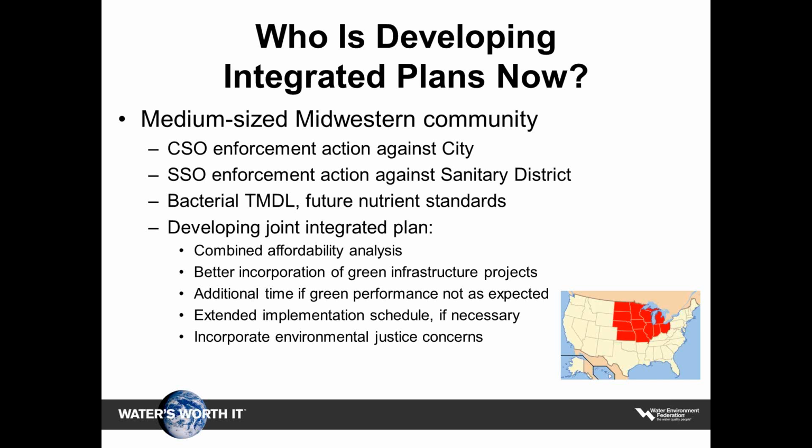So in this instance, they may need an extended implementation schedule, particularly if they're going to incorporate substantial green infrastructure projects at the beginning. And they also want to deal with environmental justice concerns. And here, the environmental justice concern is that the CSO community is concentrated in a low-income neighborhood. So they want to make sure that the neighborhood is not disproportionately affected by either the cost or the environmental impacts of these projects. So they think that integrated planning is going to be a good tool to allow them to achieve their goals.